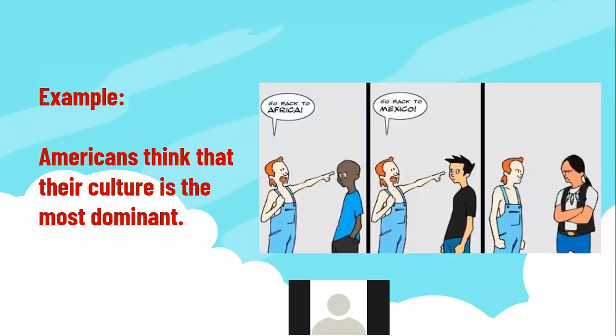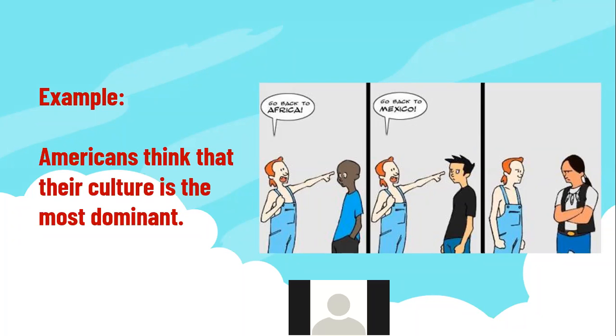Example, Americans think that their culture is the most dominant. That's an example of ethnocentrism. Another, if you want to understand more about ethnocentrism, there's a film titled American History X. It's about white supremacy. They discriminate Black people. That's a form of ethnocentrism because Americans think that they are far greater than other cultures, especially those who are Black Americans, subservient to them.